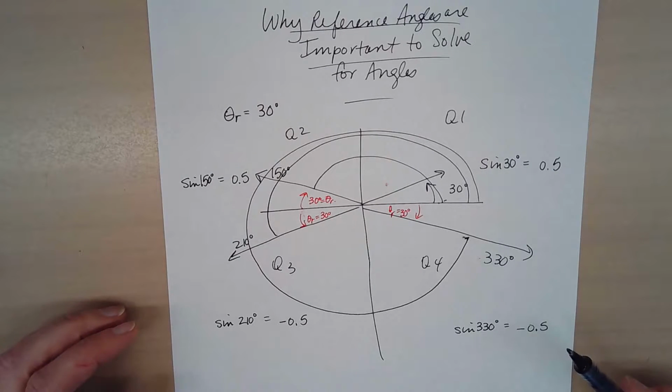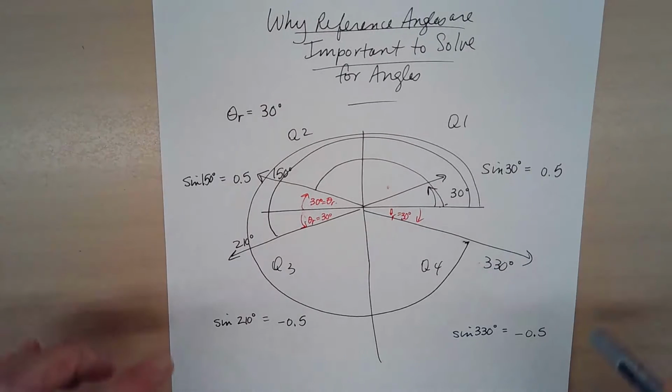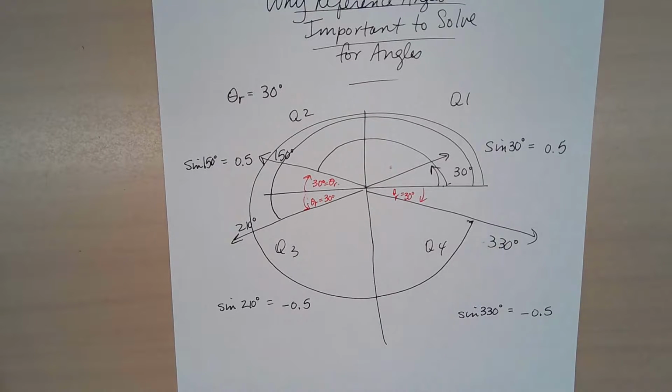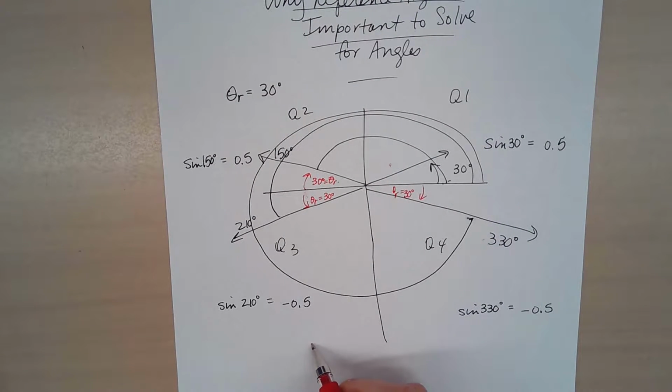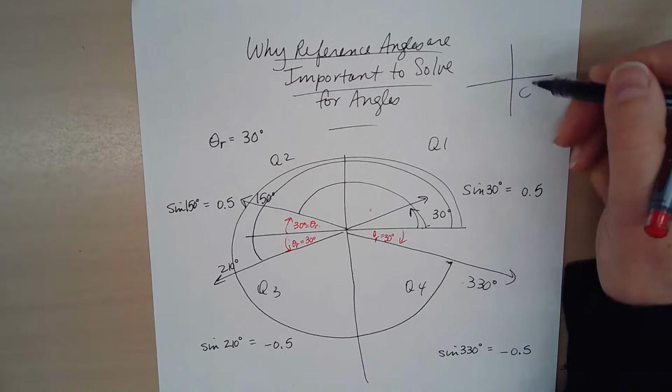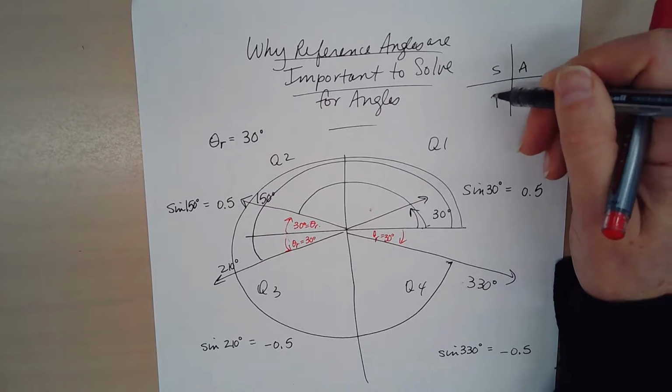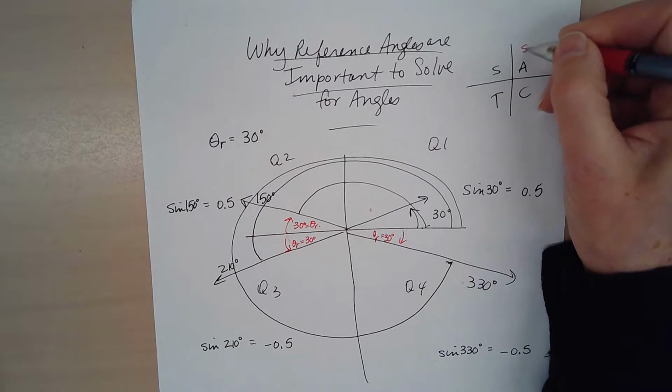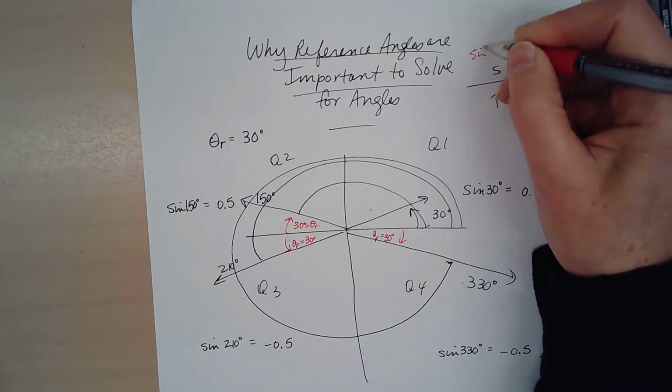See what the family of related angles has? They all have the same values for trig. They all have a value of 0.5. The only difference is these two have negative signs. You know why they have negative signs? Well, let's think about it. It's our CAST rule, right? Where is sine positive? Sine's positive here, sine's positive here.